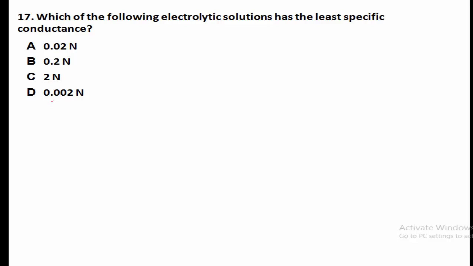17th one. Which of the following electrolytic solutions has the least specific conductance? So what does specific conductance mean? Specific conductance is the number of ions per cc. And as the number of ions decreases, the specific conductance will also decrease. So among these four options, which one has a very low number of ions? If you observe option D, it is 0.002 N. Its concentration is very less. That means the number of ions per cc is minimum, and hence the specific conductance of the solution decreases. Therefore option D is the right answer.